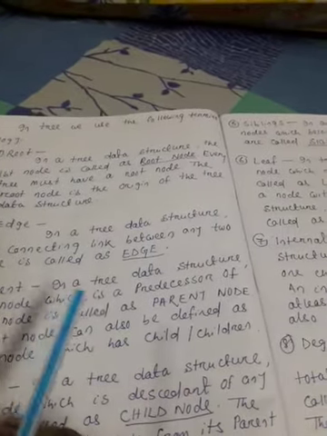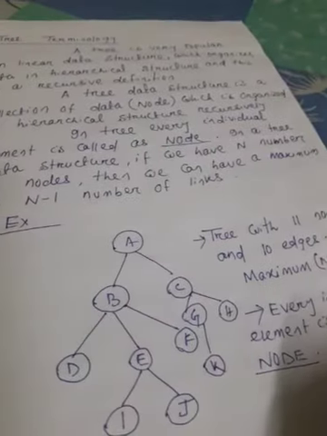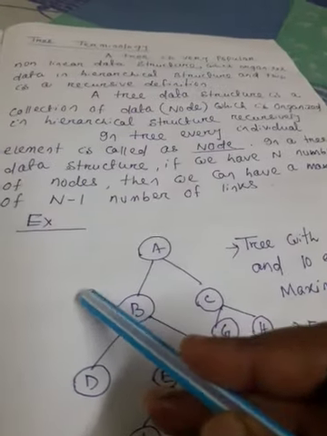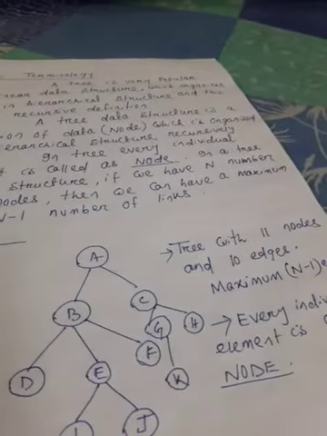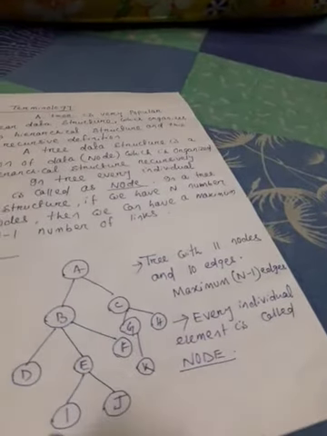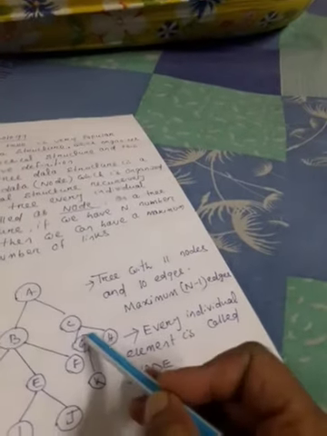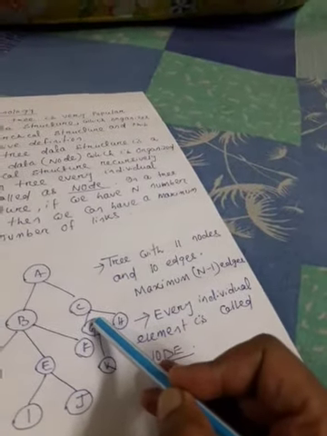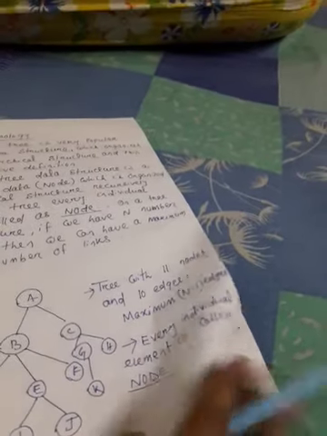In this example, which one is a parent node? A is a parent node because A has children B and C. B is also a parent node because B has children D, E, F. E is also a parent node because E has children I and J. G is also a parent node because it has only one child, and that is K.